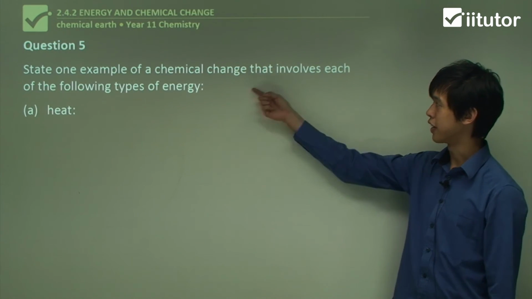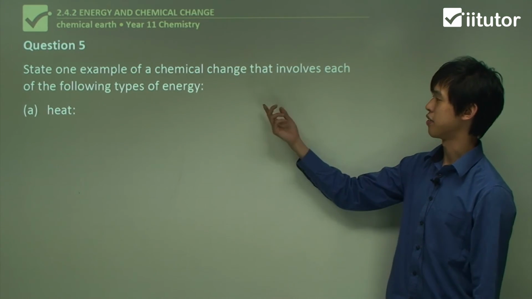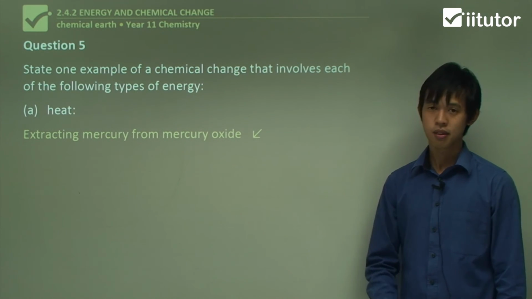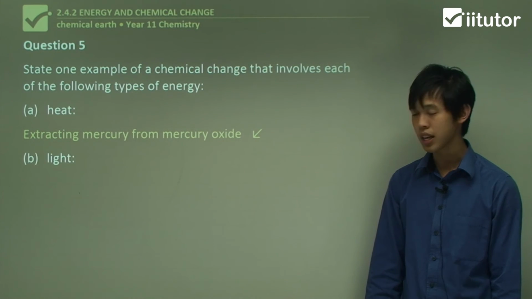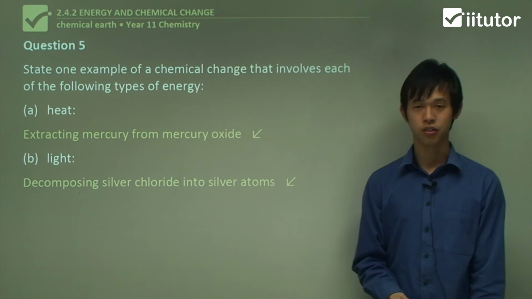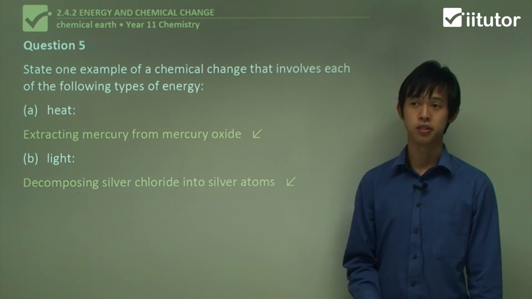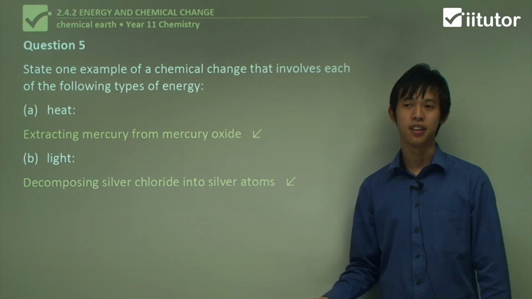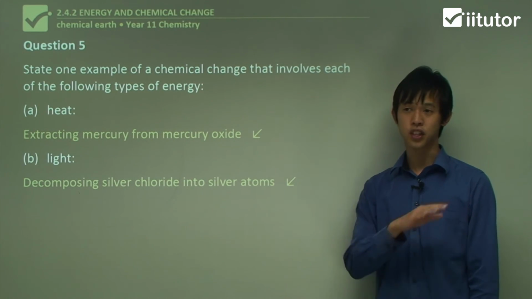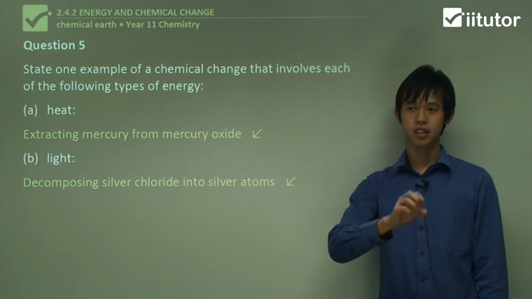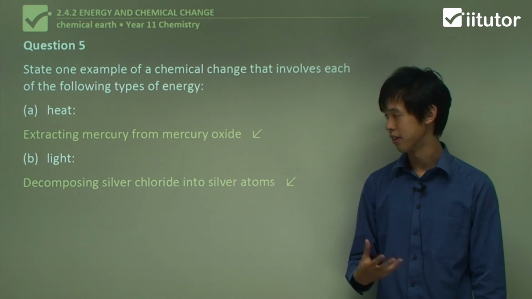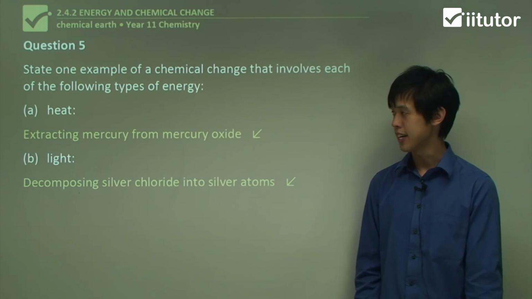State one example of a chemical change that involves each of the following energy types. For heat, we can extract mercury from mercury oxide through the use of heat. For light, the decomposition of silver chloride into silver atoms through the use of ultraviolet light. This is how the old school cameras used to work. Before digital, we had film, and before color film, we had black and white film, which used silver chloride paste, and when light struck it, it would turn black, and that blackness was related to the silver atoms. So that's one reaction that involves light.